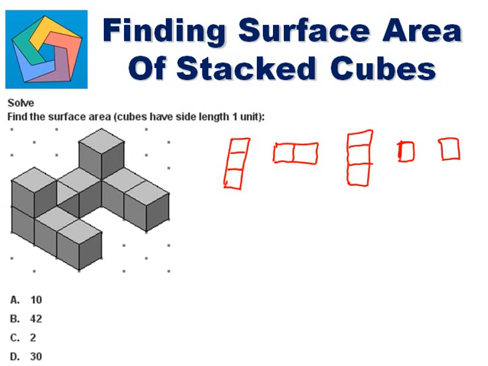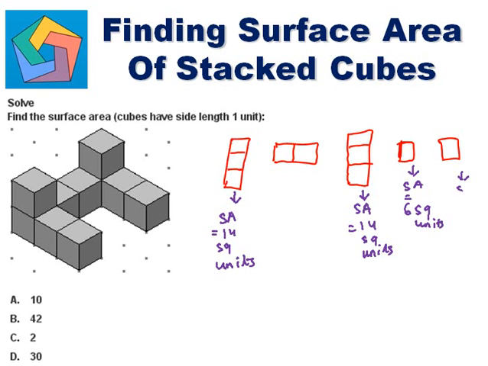The surface area for side length 3 we calculated in the last problem was 14 square units. So this one is also 14 square units. And for a single cube we calculated 6. So this one is also 6.